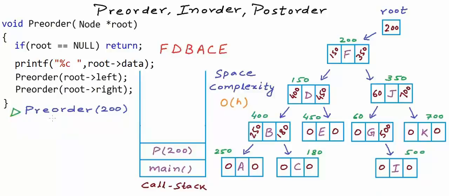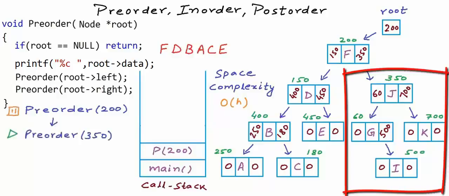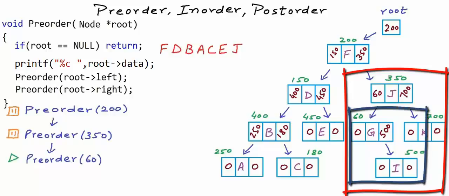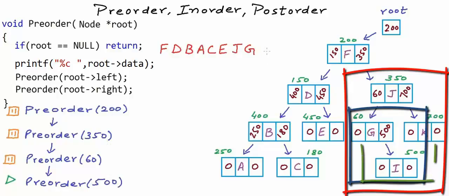And now we will make a call to visit this particular subtree. In this call we will print j, and then we will make a call passing address 60. So now we are visiting this particular subtree. Here we will first print g, and then this guy will make a call to preorder 0, which will simply return, and then there will be another call to preorder 500. Here we will print I, and then we will make two recursive calls passing address 0 every time, because node at 500 is a leaf node with no children.